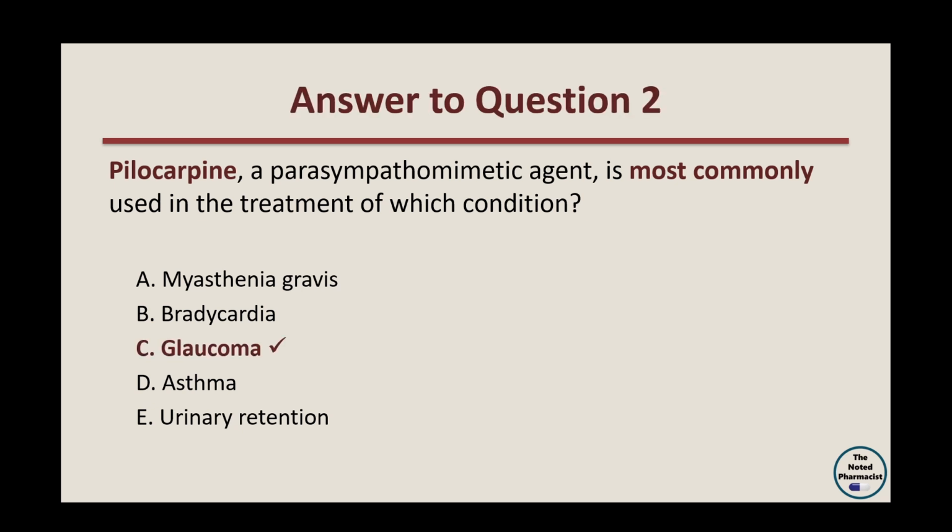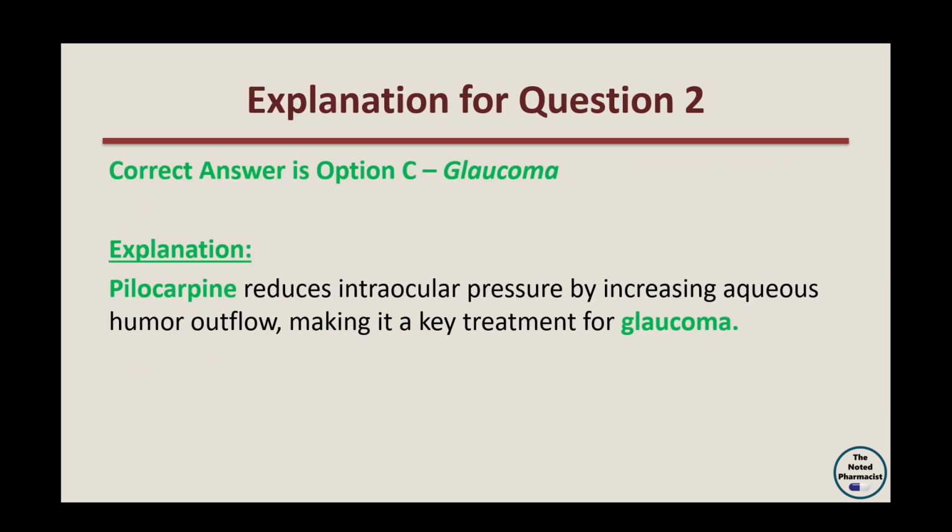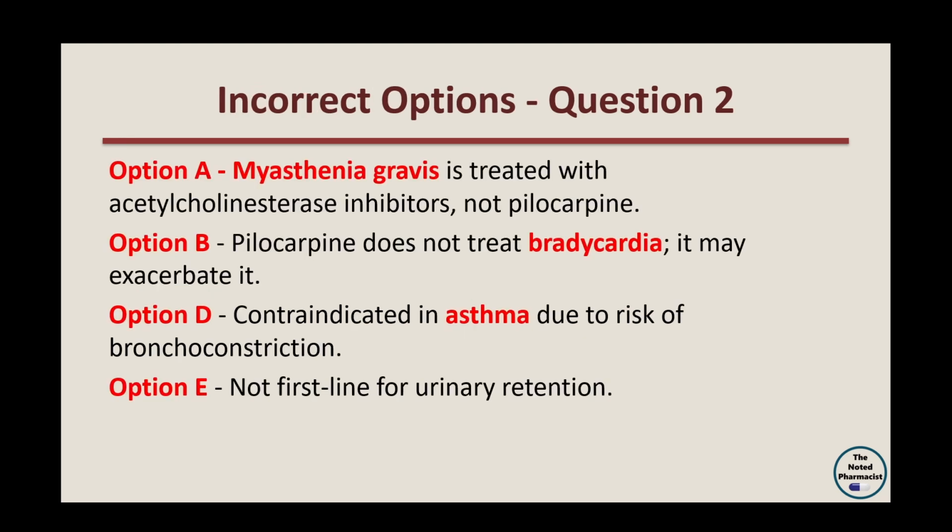The correct answer is option C, glaucoma. The explanation is as follows: pilocarpine is commonly used to treat glaucoma by stimulating muscarinic receptors, leading to increased aqueous humor outflow. This reduces intraocular pressure, a key therapeutic goal in glaucoma management. Here is the explanation for incorrect options.